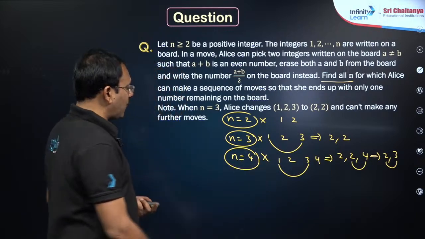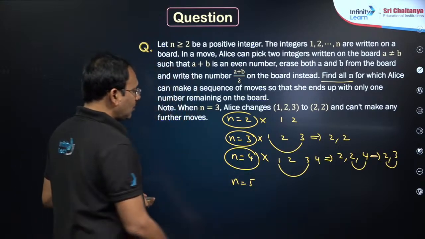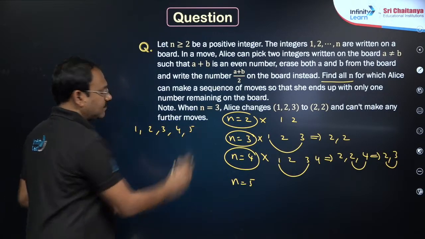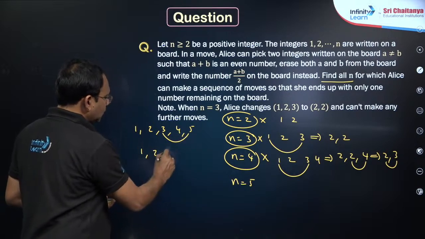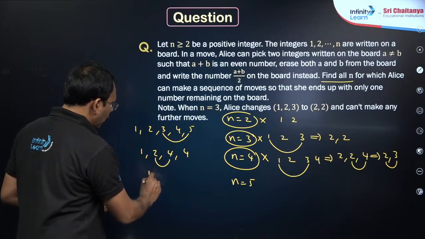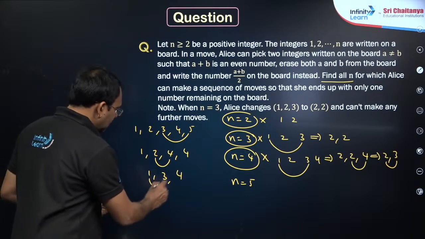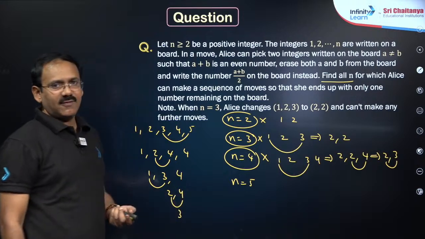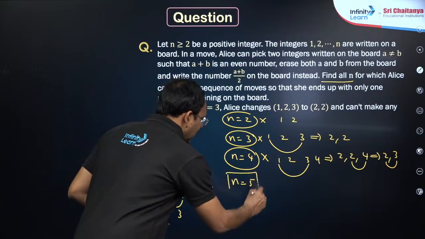You take n equal to 5, my dear friends. Let me write here 1 2 3 4 5. Replace 3 5 with 4, so we get 1 2 4 4. Then again replace 2 4 with 3, giving 1 3 4, and replace 1 3 with 2, giving 2 4. If you replace again you will get 3, my dear friends.